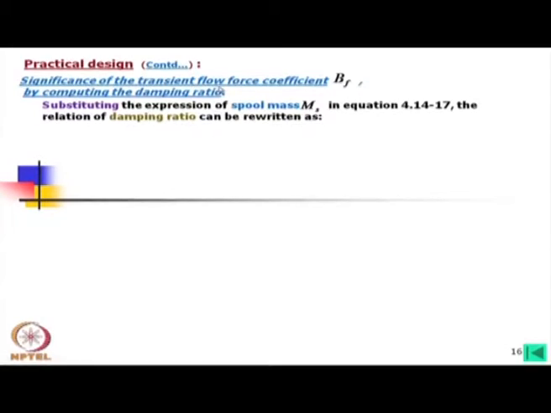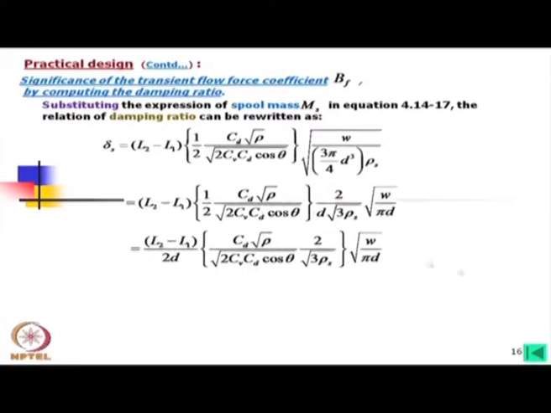Significance of transient flow force coefficient BF, that is the damping coefficient, by computing the damping ratio. Substituting the expression of spool mass MS in equation 17, the relation of damping ratio can be rewritten as, look into this, we have now put this mass and we have rewritten this damping ratio, which we can equate to this value. Okay.